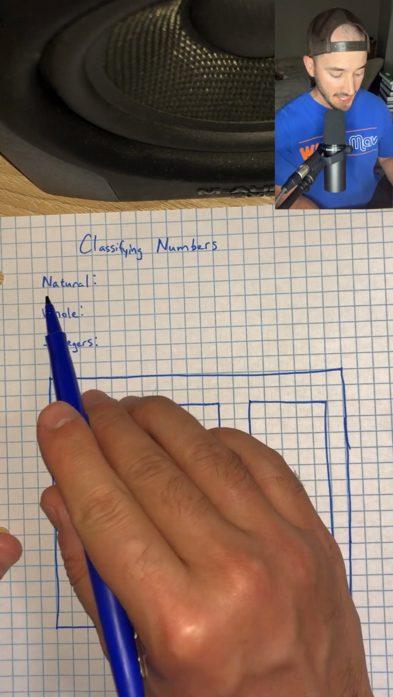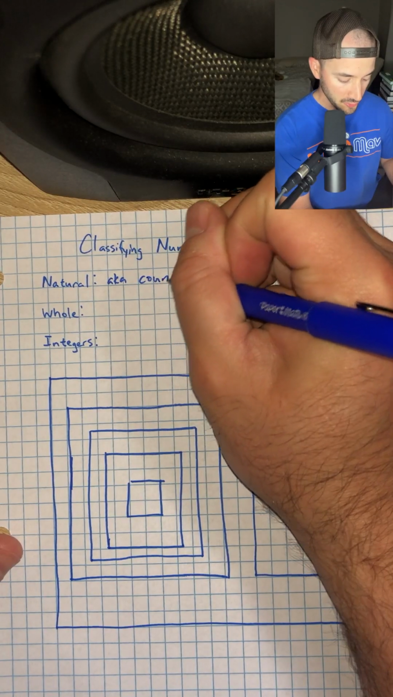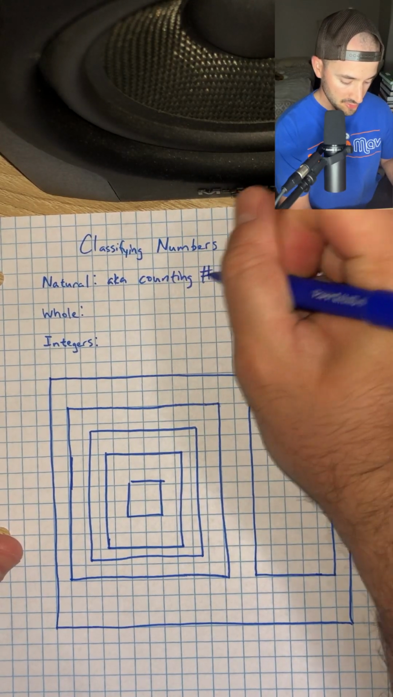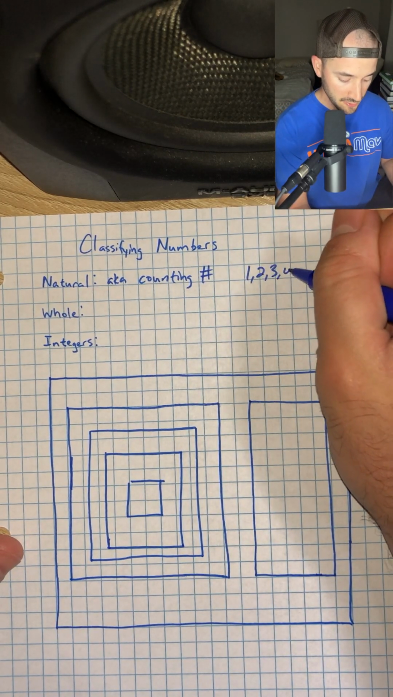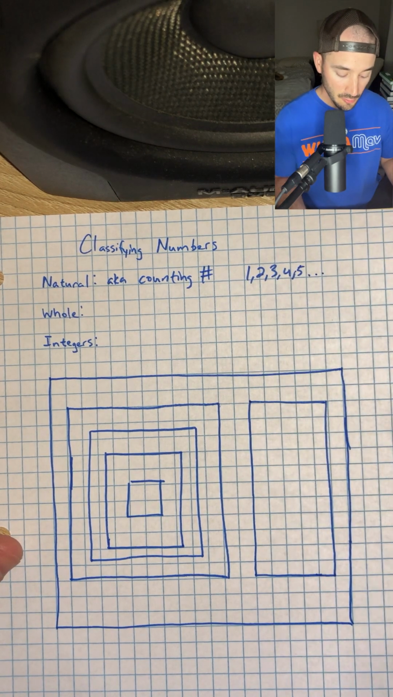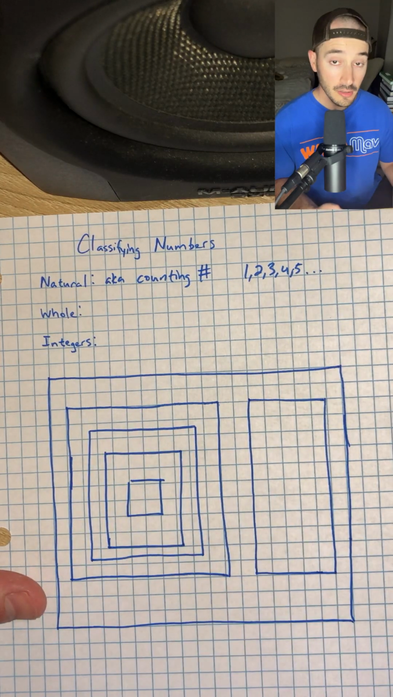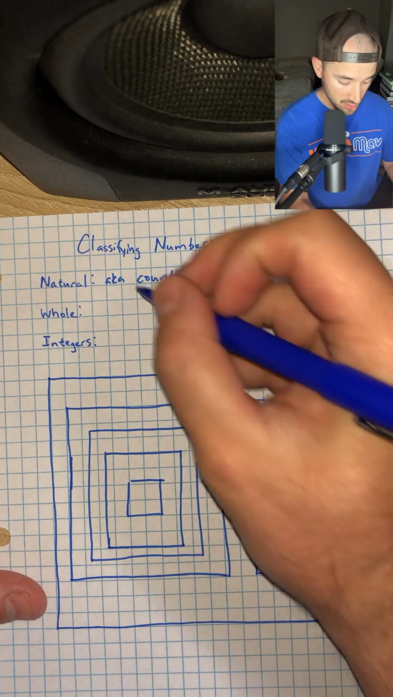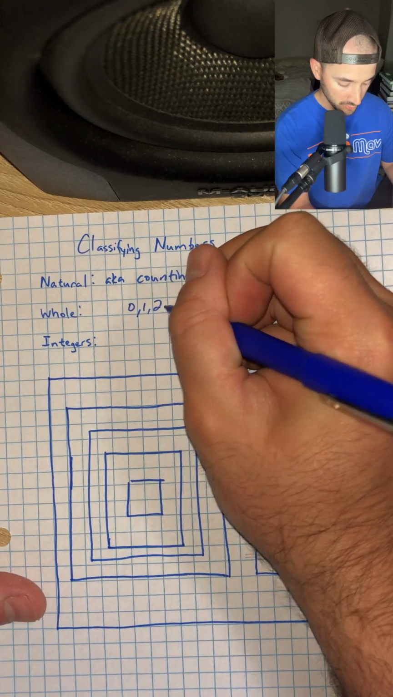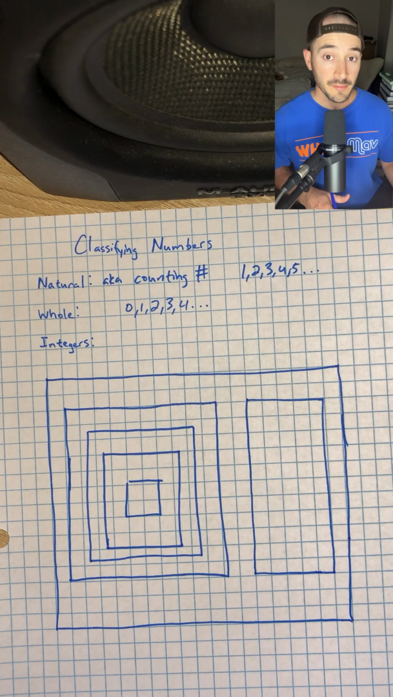So to start off, natural numbers are also known, AKA, also known as our counting numbers, okay? Because we start with 1, 2, 3, 4, 5, and so on, and that just goes on forever. Now, whole numbers are basically all of your counting numbers, plus you also include 0 in that, okay? So I'm going to put 0, 1, 2, 3, 4, dot, dot, dot. So there's not a big difference. Whole numbers are all the counting numbers, plus you include 0.